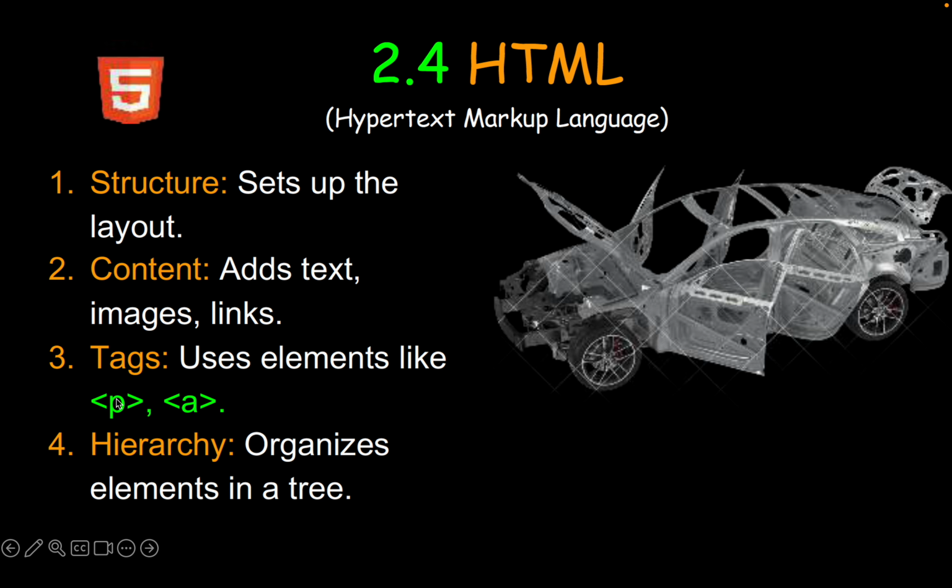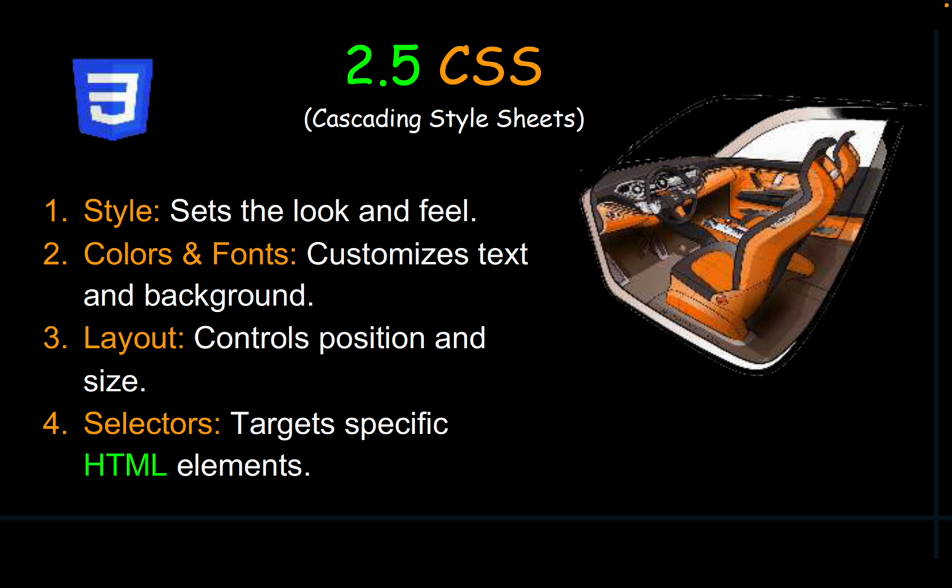So tags tell the browser how to display the data. For example, P is the paragraph tag. A is called the anchor tag, which allows hyperlinks and other things. We'll see that in a bit. If you put a paragraph tag and then write some content, it's going to make a paragraph. We'll see that in our live demo as well.